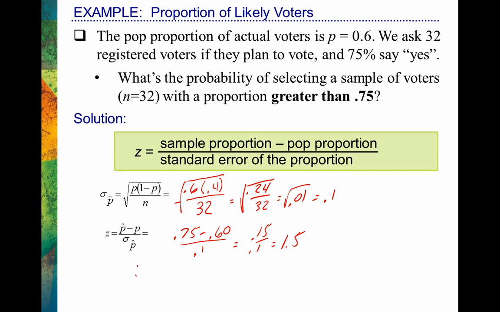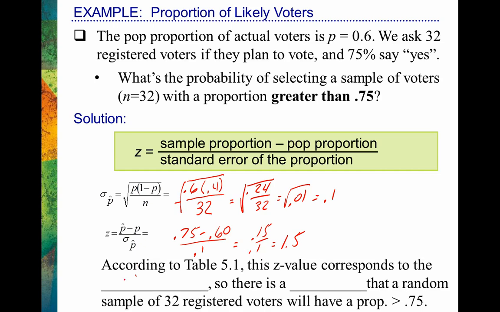So if that's at the 93rd percentile, so this z-value corresponds to the 93rd percentile. So we now need to figure out what's the chance that a random sample of voters will have a proportion greater than that. That just leaves 7%. So there's a 7% chance that a random sample of 32 registered voters will have a sample proportion greater than 0.75.